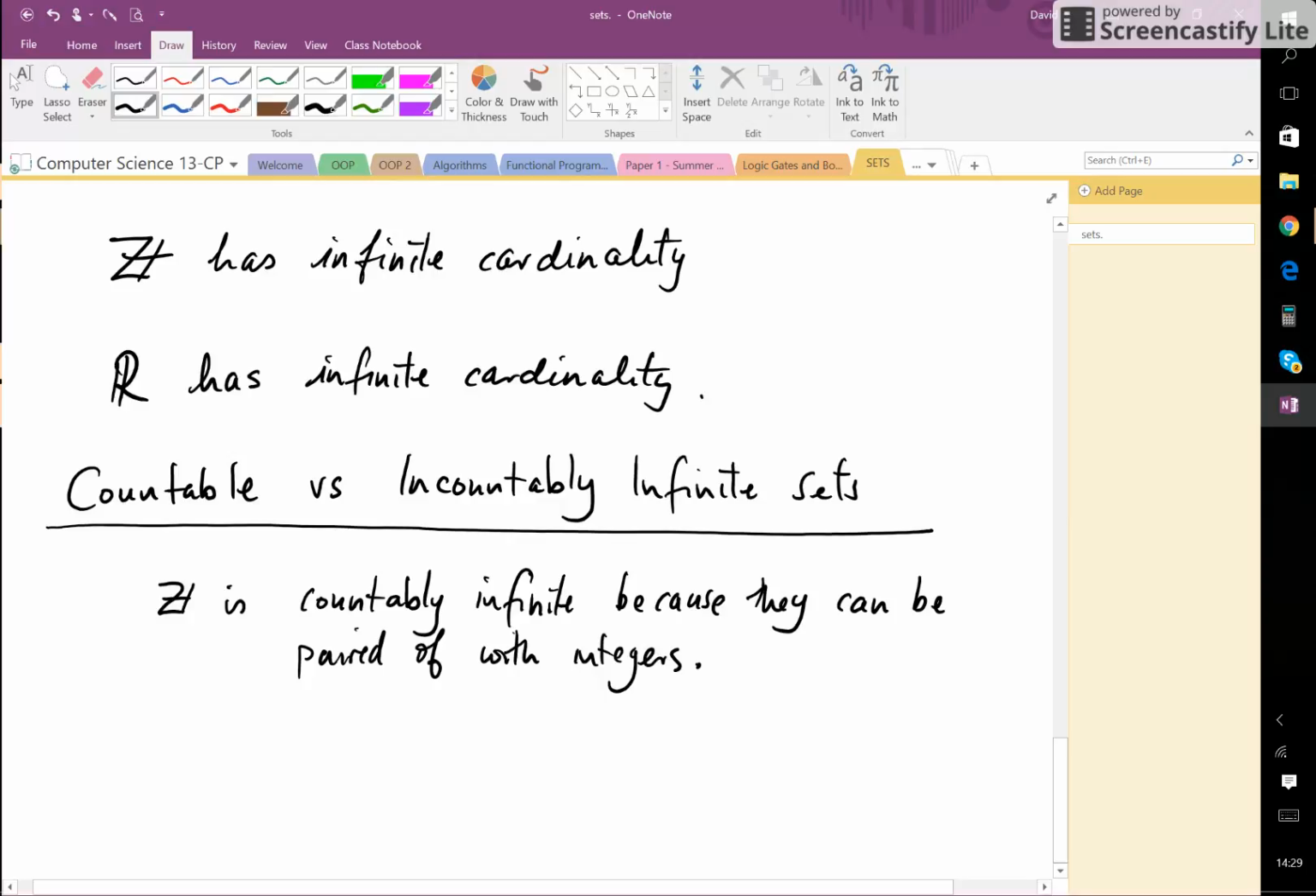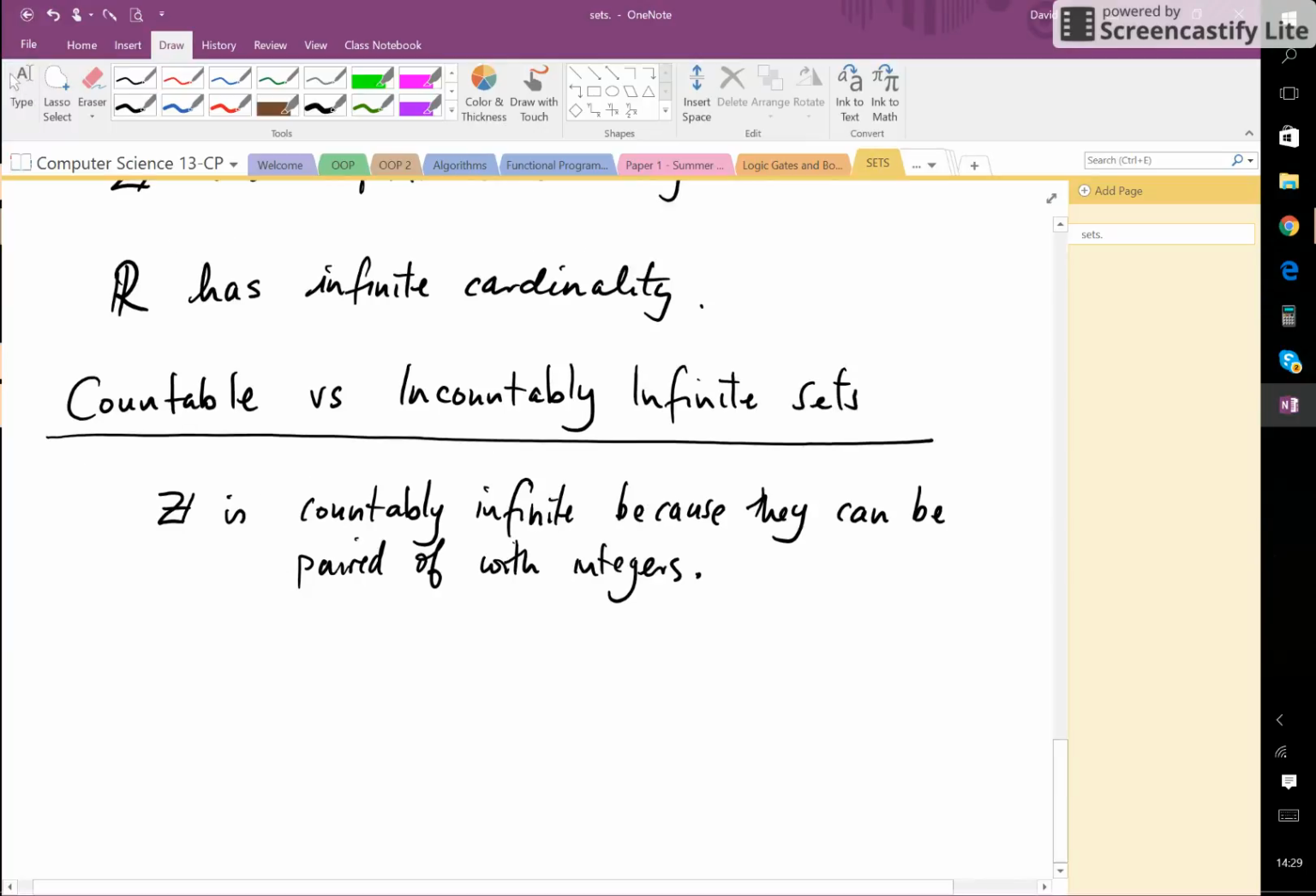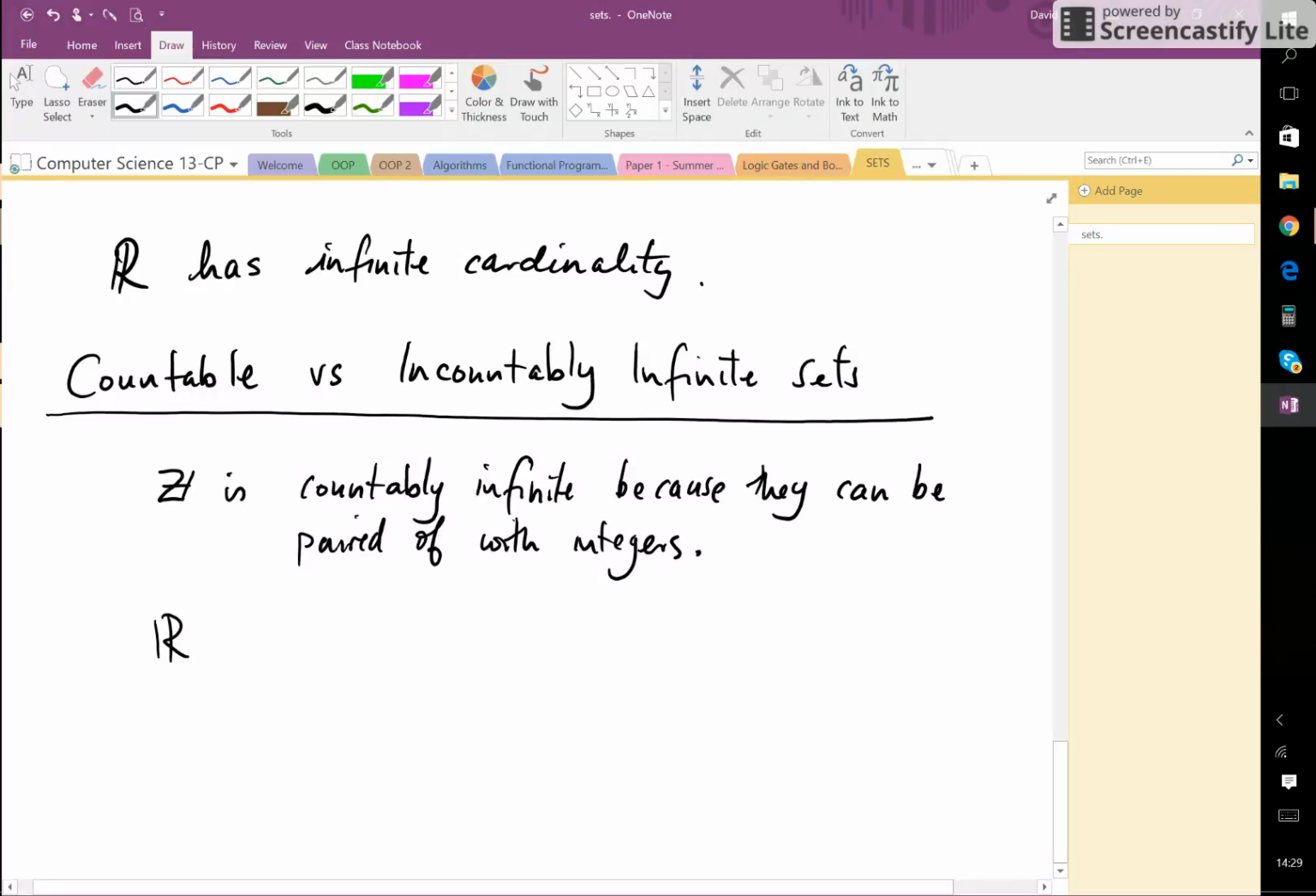Now it seems pretty obvious that the set of integers is countably infinite because it can be paired off with the integers. We're going to do other sets. But we can't do that with the reals. Okay? We can't do that. The set of reals is uncountably infinite.